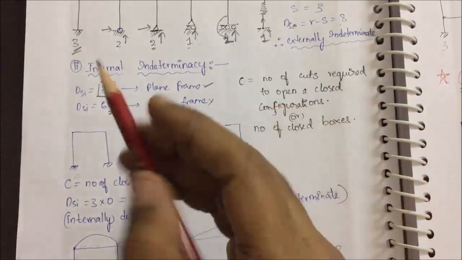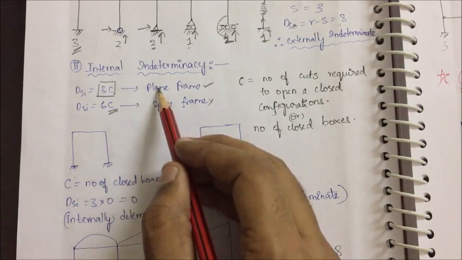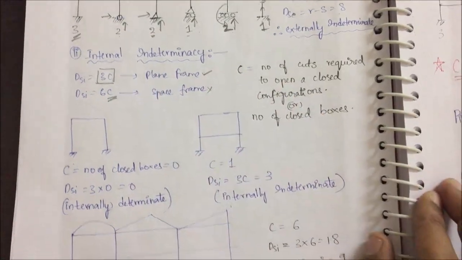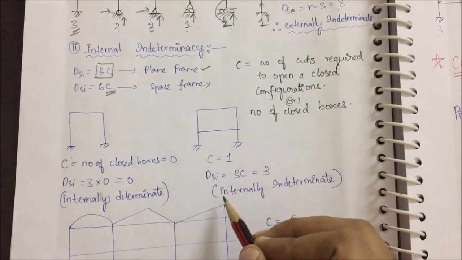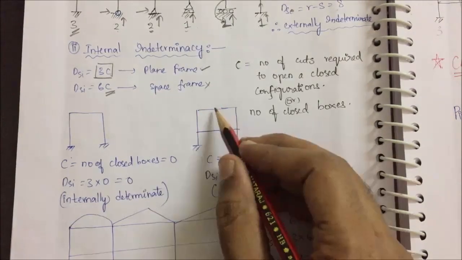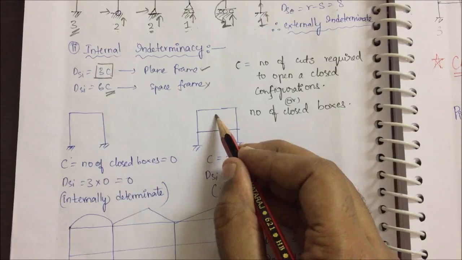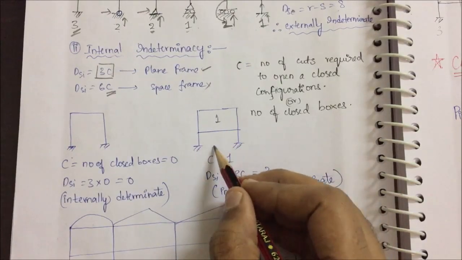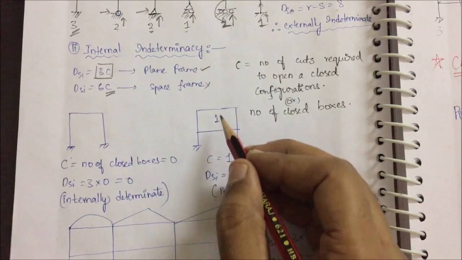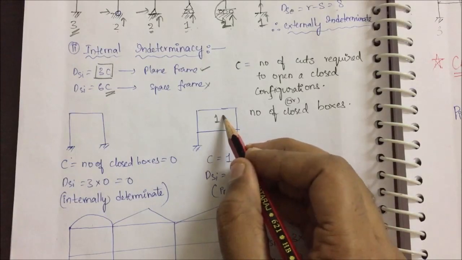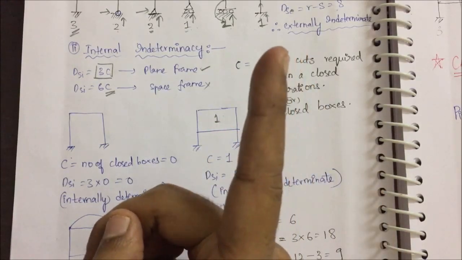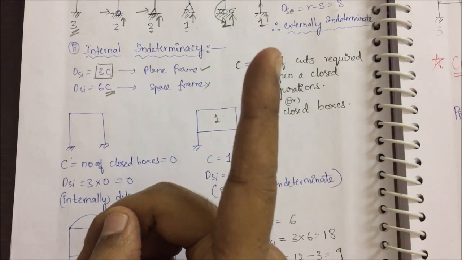Fine. So what formula do we use? We use 3C for plane frames. And what is the C value? C is the number of closed boxes. If you see this structure, how many closed boxes can you see? You can see one closed box, this one, right? This is not a closed box because it is open. So I have only one closed box in this structure. So how many C's are there? There is one C. Fine. C value is equal to 1.